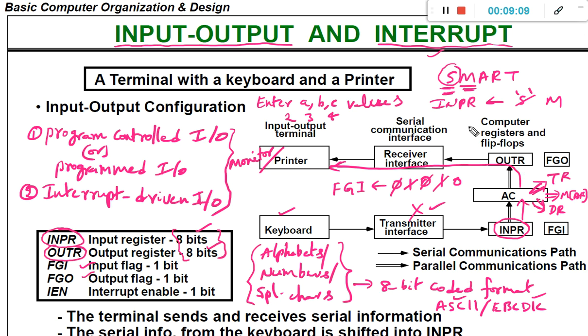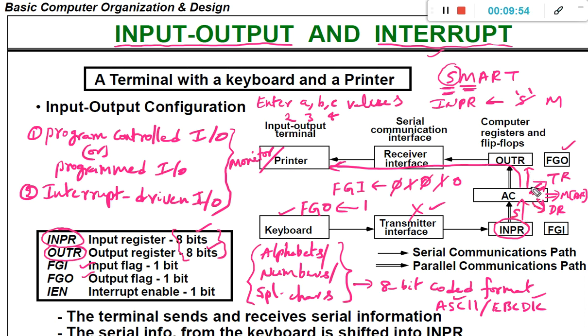For this purpose, we have a flag known as FGO, because before the content moves from the accumulator register to the OutR register, the receiver interface cannot receive any character and print or display it on the monitor. That is why the initial value of FGO will be 1. What does it mean? The receiver interface cannot receive any value from OutR until the content is moved from the accumulator register to OutR.